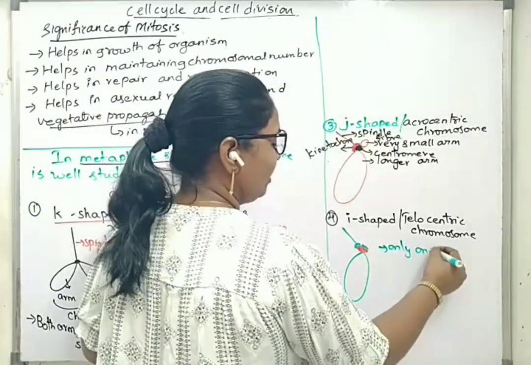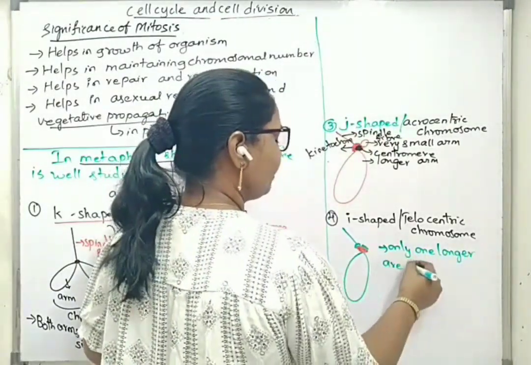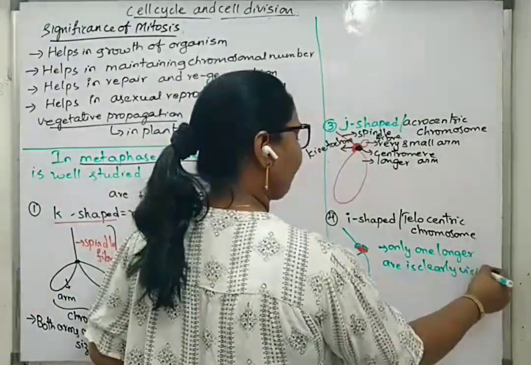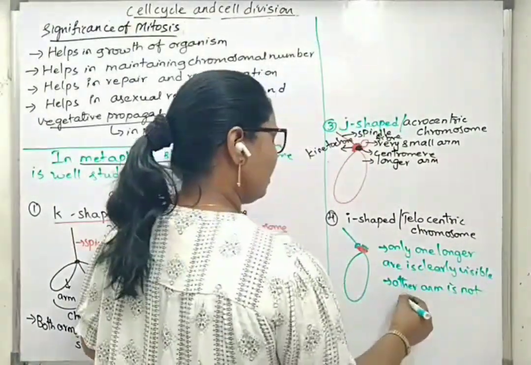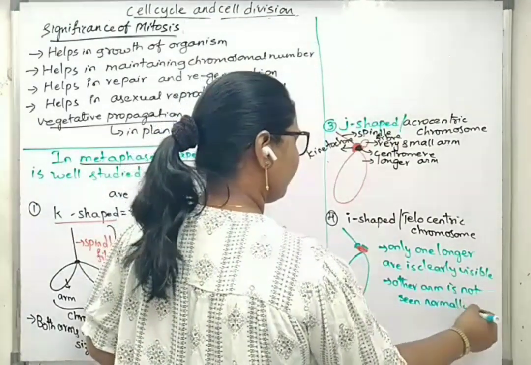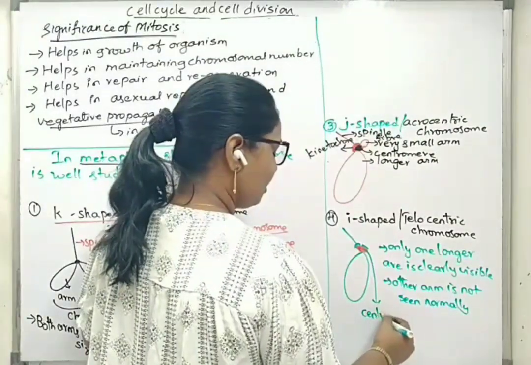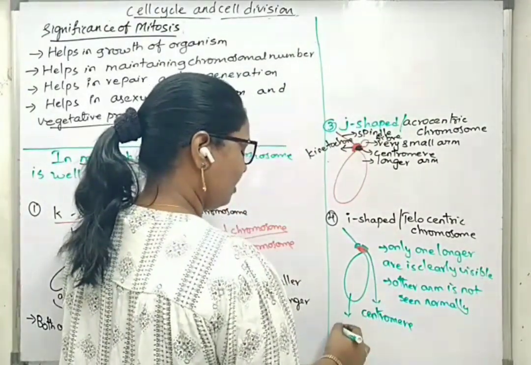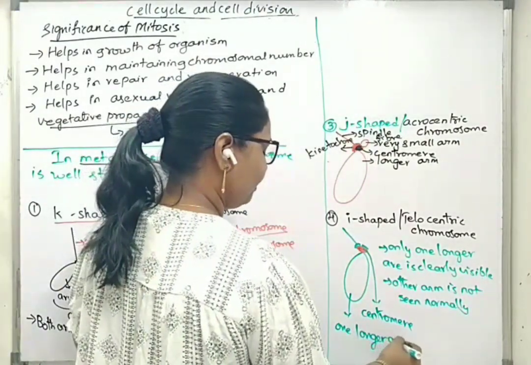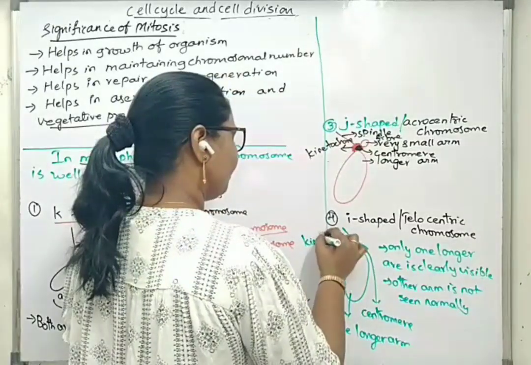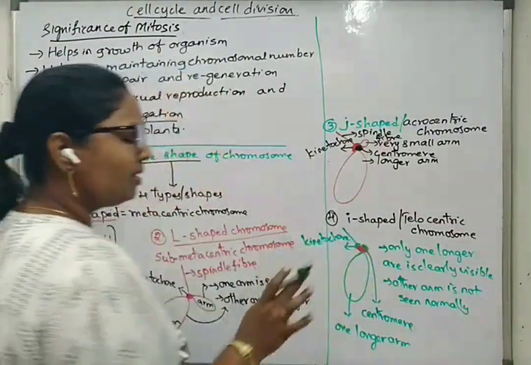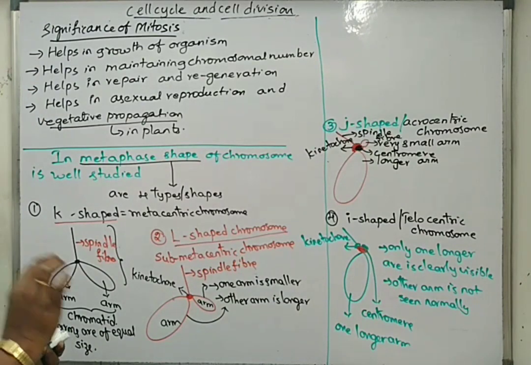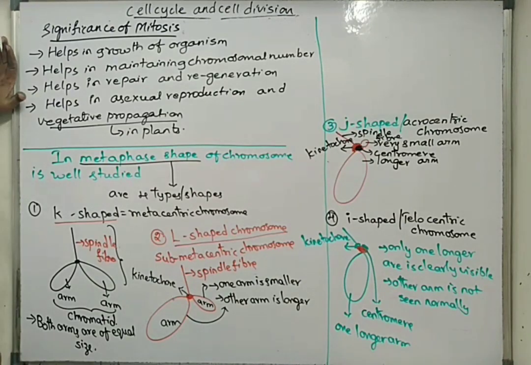Only one longer arm is clearly visible. Other arm is not seen normally. So we can label this one as centromere, one longer arm, this is kinetochore. Next, this green color line which I have mentioned here is considered as negligible. Mostly its remnants will be present, just a little bit of layer. So these are different shapes of chromosomes and significance of mitosis.